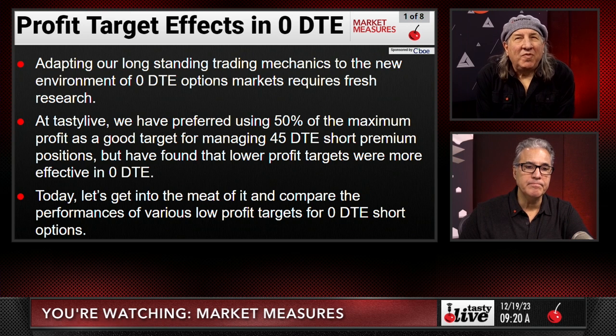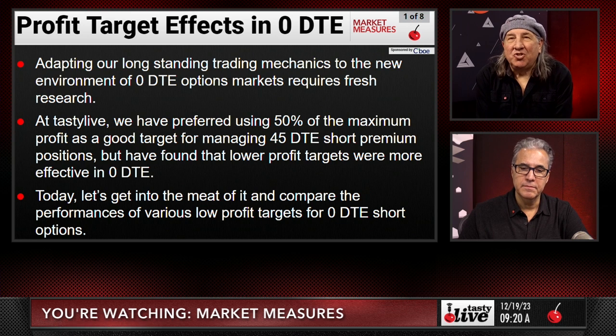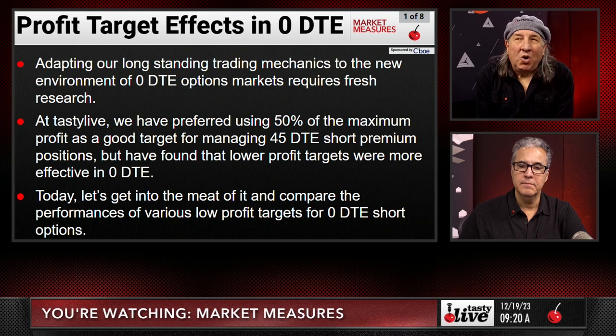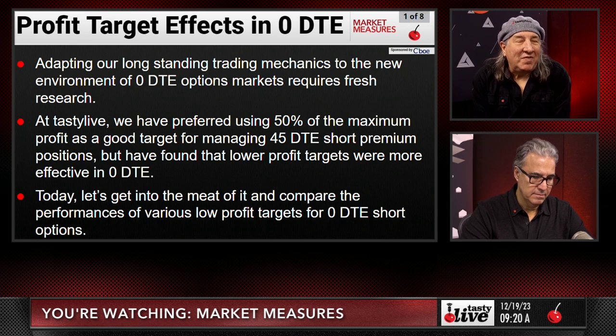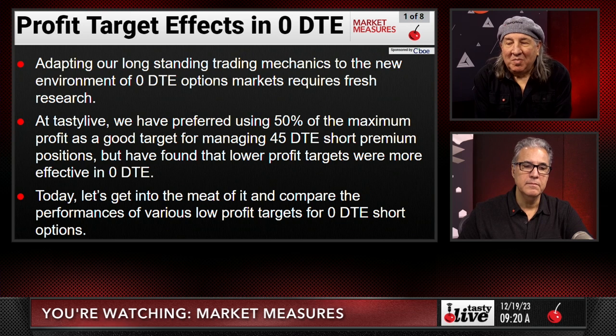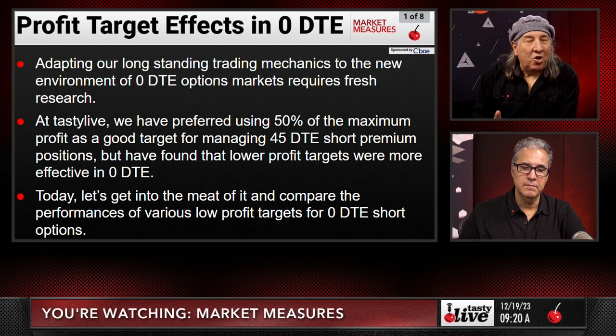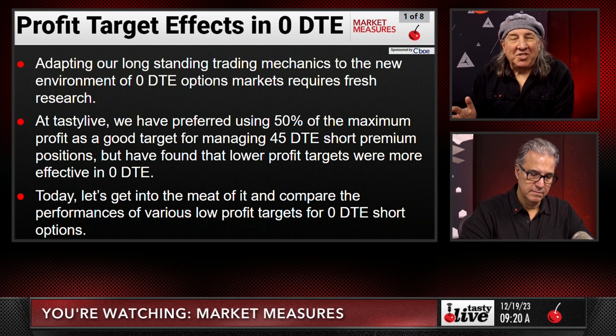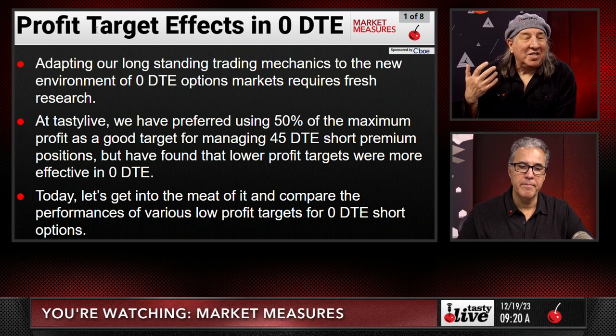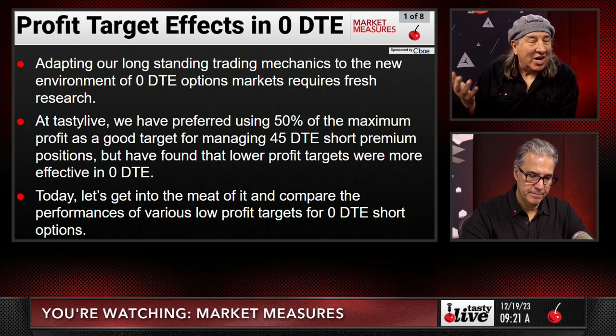At tastylive, we preferred using 50% of the max profit as a good target for managing 45-day to expiration short premium trades when we manage at 21 DTE. But we have found that lower profit targets could be more effective in zero DT options. Today, let's get to the meat of it. We've been using 25% as a ballpark number, but let's compare performances in various low profit targets for zero DT options. I have been using approximately $1 to $2 in that range.